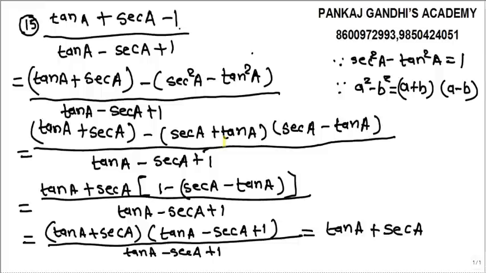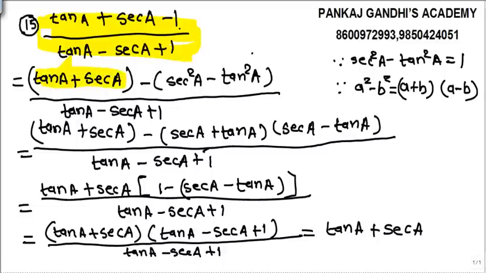Question number 15. Here we have to find the value of this expression: tan A plus sec A minus 1 upon tan A minus sec A plus 1. If I put the value sin A upon cos A plus 1 upon cos A minus 1, I will not get anything. You can try it also. I will get the same thing.